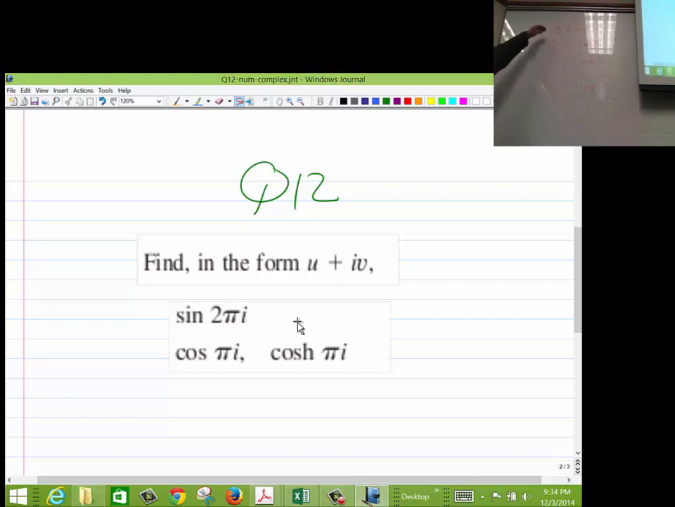Right, so this is the quiz. For those three cases, here is the z, and he would like to find out what that z is in the form x plus iy. You got it?